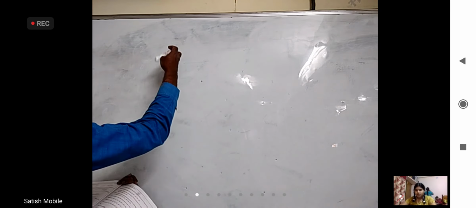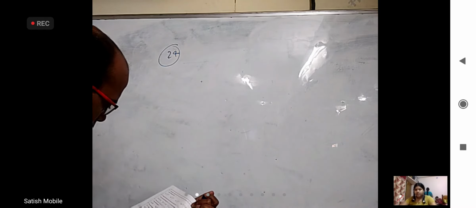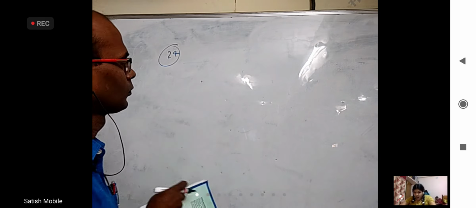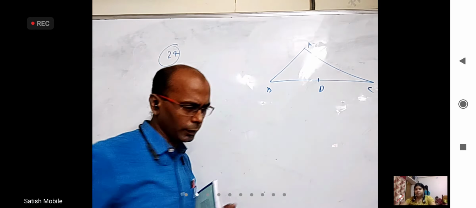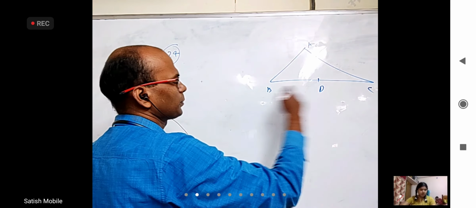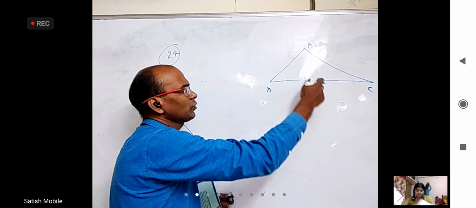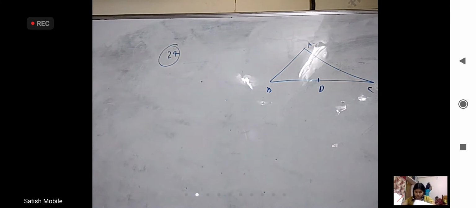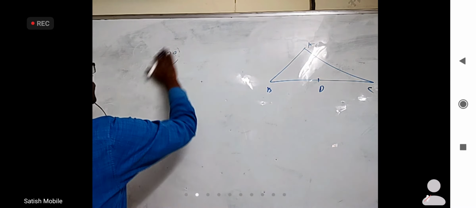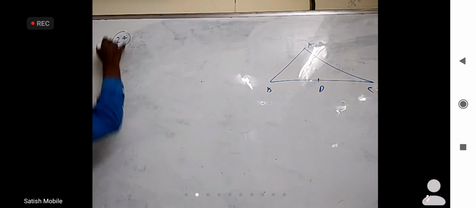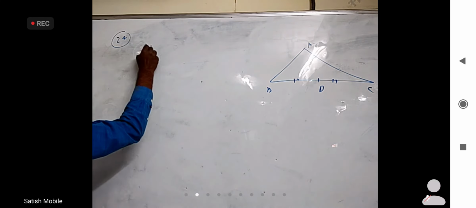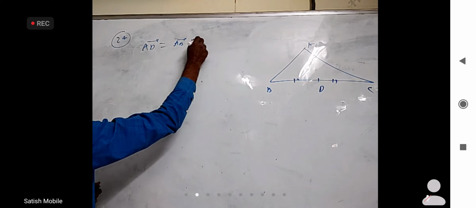Okay, 24. I'll just want to give some clarity on it. So in 24, when you have a triangle ABC and D is the midpoint of BC, and you want to find AD bar, you can straight away write AD bar as (AB bar plus AC bar) by 2.